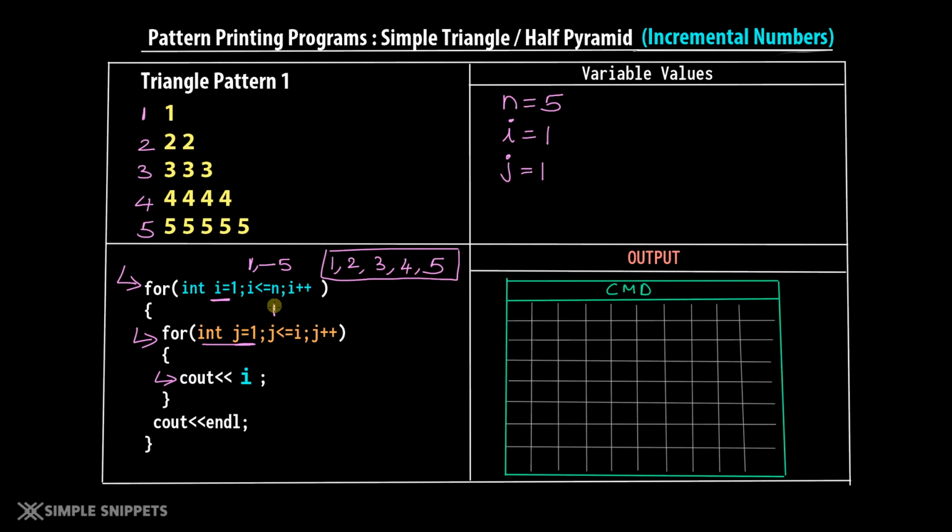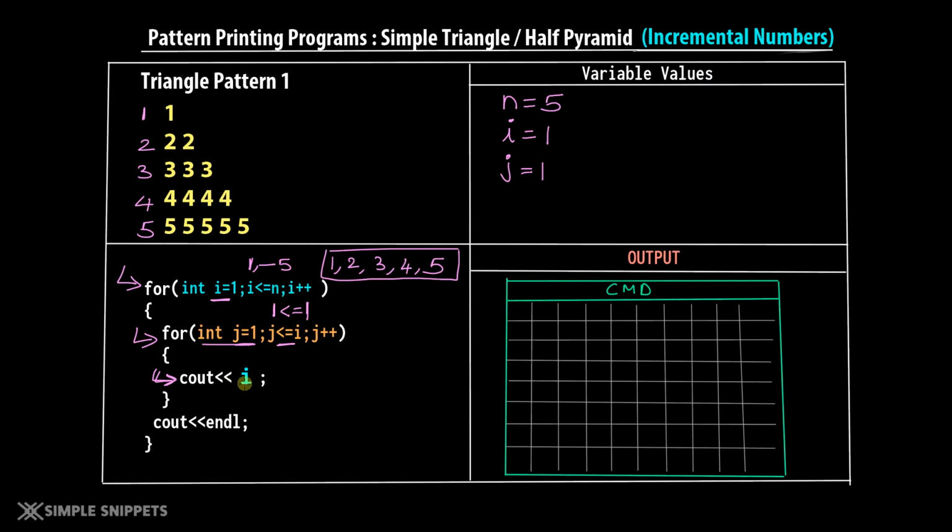So when j is 1, is it less than equal to i? What is the value of i? We just said i is equal to 1. So is 1 less than or equal to 1? Yes, because 1 is equal to 1, right? So this means this condition is true. And I'll tell you why this condition looks like this. Just a minute. And then once this condition is true, we will go inside the for loop.